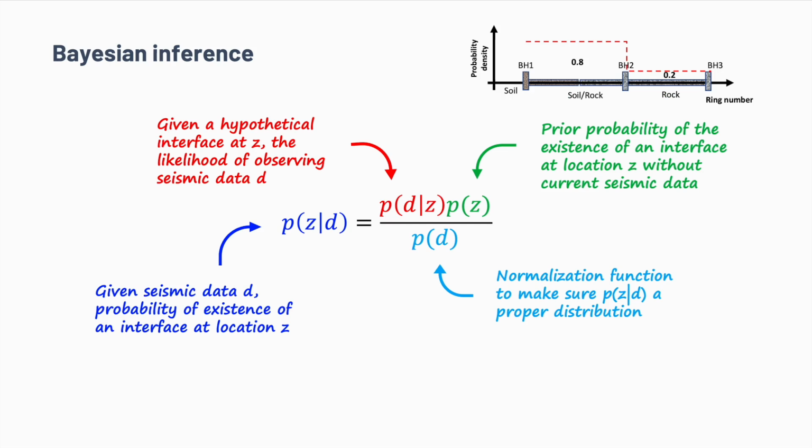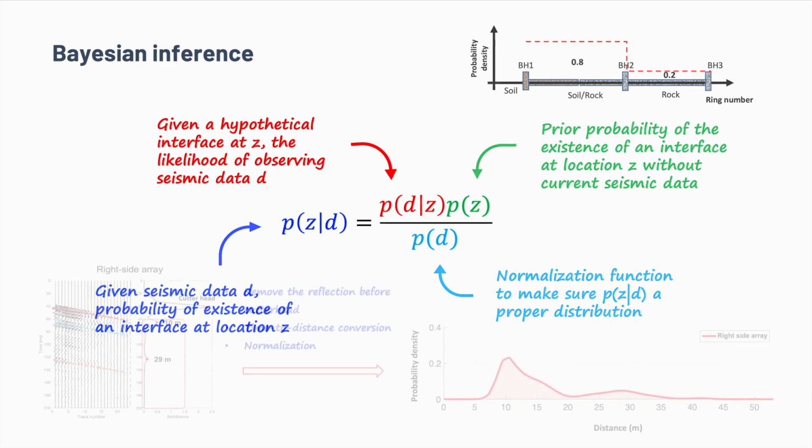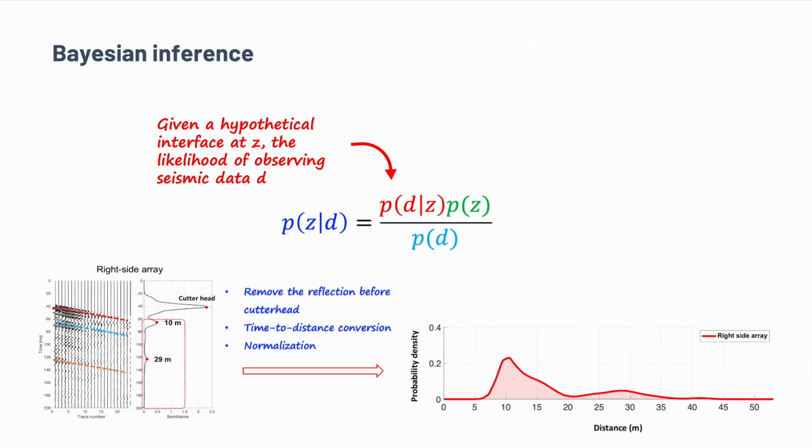Alternatively, we can construct Pz using the borehole information to incorporate prior knowledge about the geological conditions in the area. For the likelihood, we can build it from the semblance curve. First, remove the reflections before the cut ahead. Then, implement a time-to-distance conversion. After that, normalize the curve by the area under each peak. We can then use the normalized semblance curve to represent the probability density.